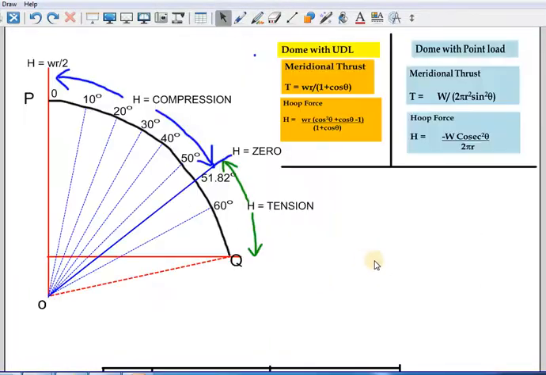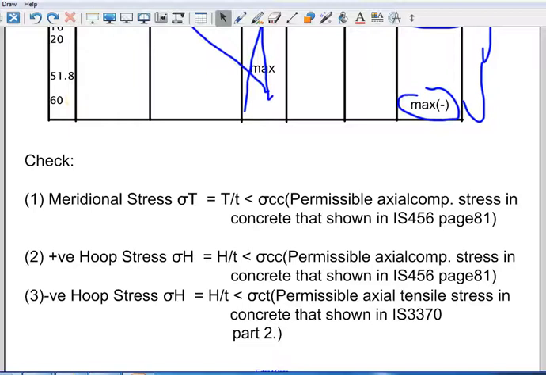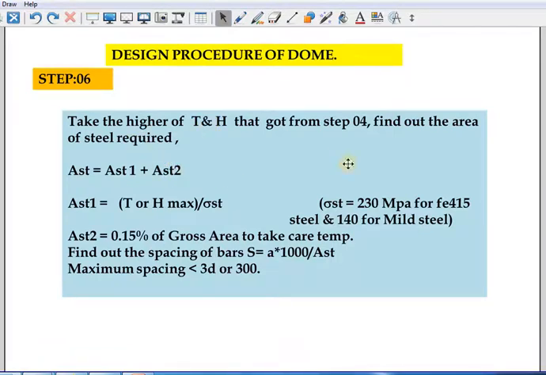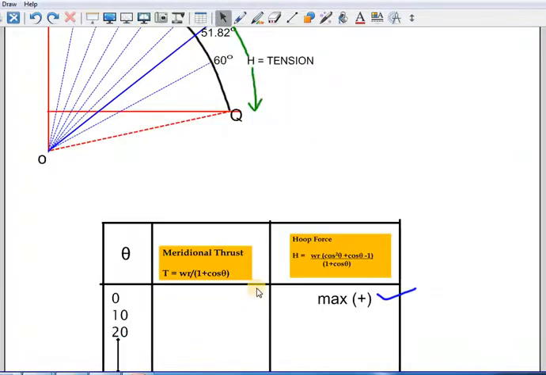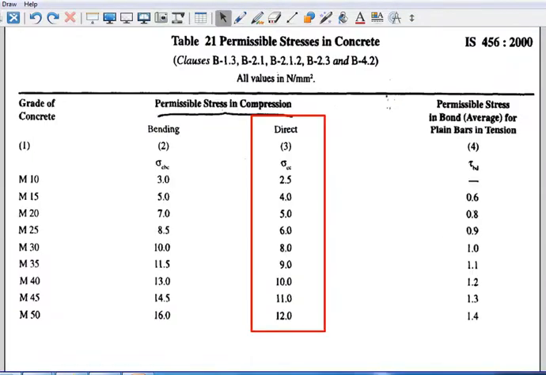Okay, so that one you just take care. Once both are within the limit, then we are safe. Otherwise we need to increase the thickness so that stress will reduce. Okay, so once this is done, the next step is finding out the area of steel. How many values did you get for T? Only one value. For H you will be having two values. Once everything is on the safer side, out of these three values, forget about the sign and take the maximum value. Once the checking is over, for that value we should find out the area of steel.